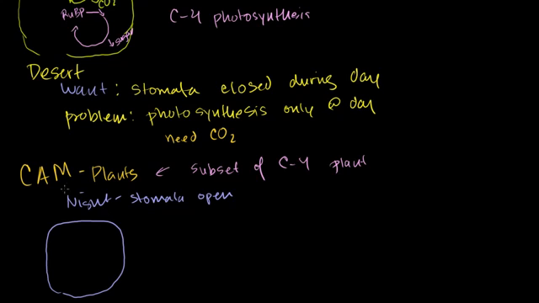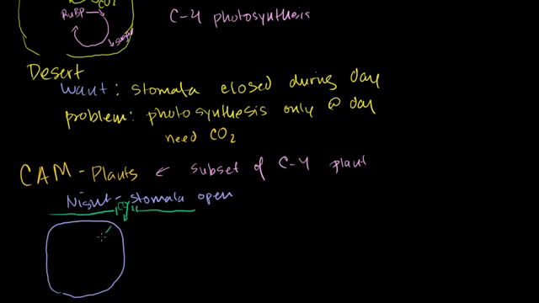My stomata is open. Let's say that this is my stomata right there. And so it lets in carbon dioxide. I'm not worried about losing water vapor. It's nighttime right now, so carbon dioxide comes in here. And then it fixes the carbon dioxide, the exact same way that the C4 plants do.